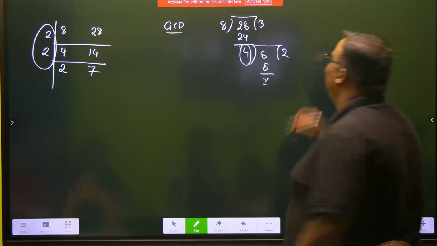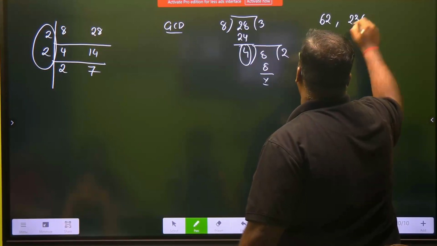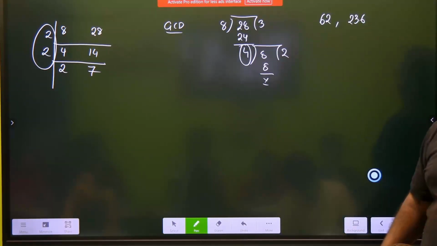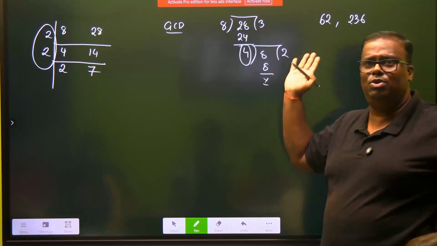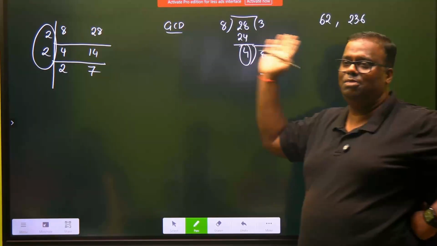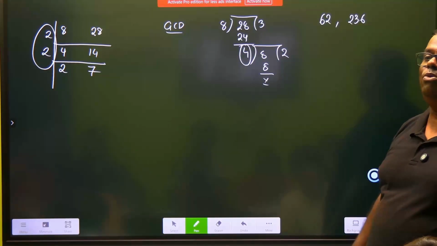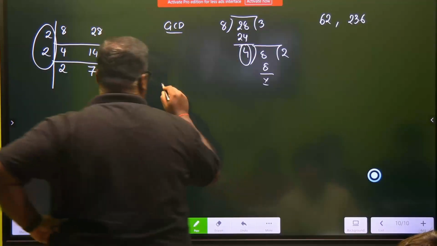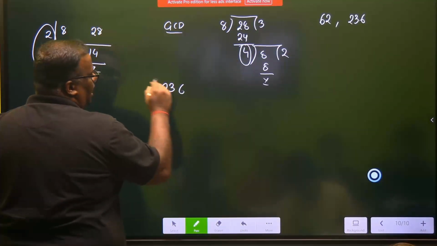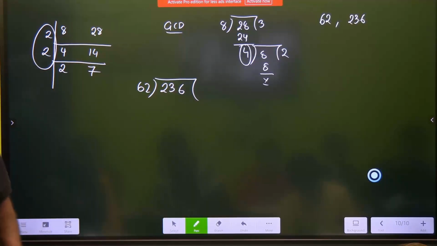Like say somebody tells you 62 and 236. I didn't understand? Well, you will understand in the next one. Don't worry. Take the bigger number, 62 and 236. We are supposed to find what? HCF. Right? So what we will do? Take 236 and divide it by 62. Can you do it for me?